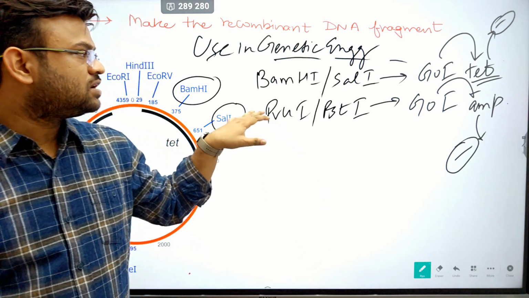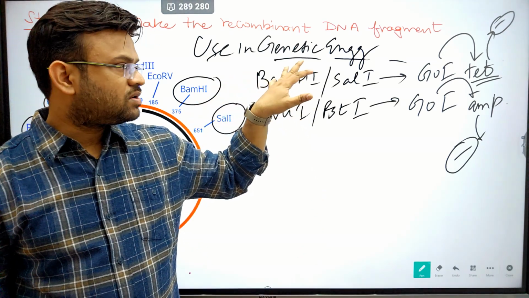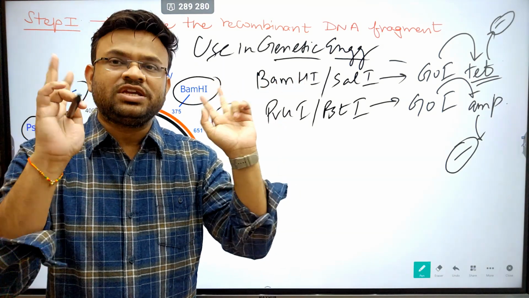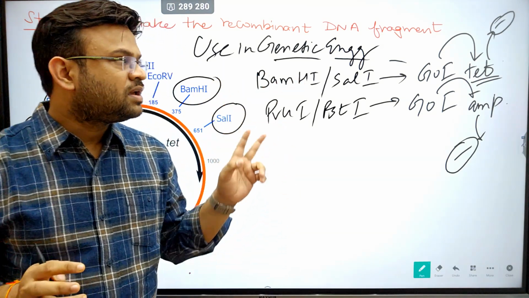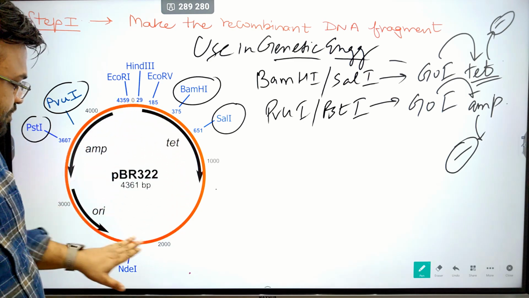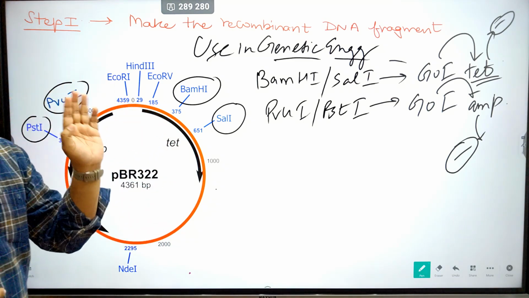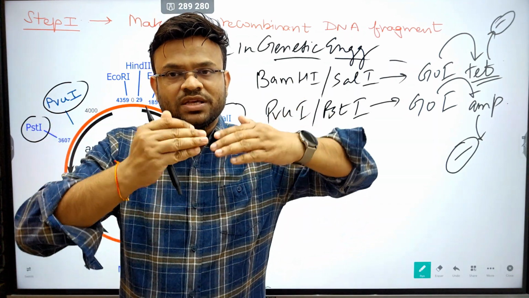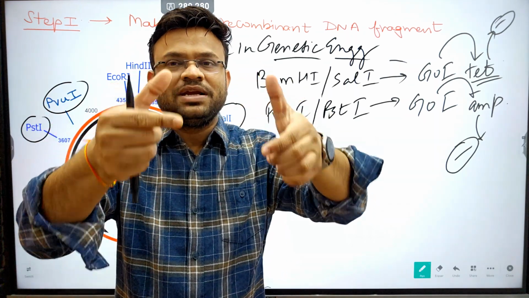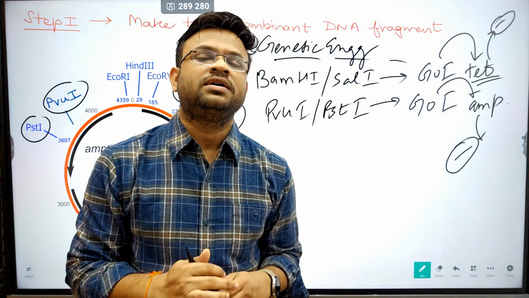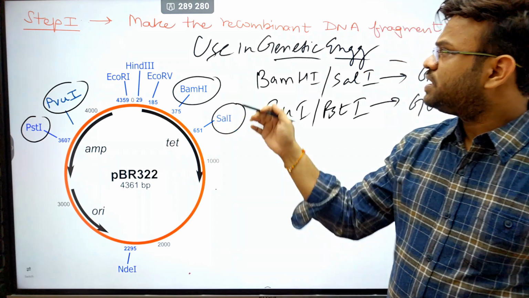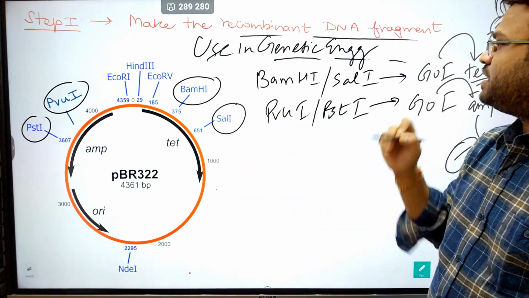That means if you are using BamHI, you have to cut out your gene of interest with BamHI, and you have to cut your vector also with BamHI so as to produce the sticky ends, and in this way the gene of interest will directly be integrated inside the vector. That is the reason why you have to use the same kind of enzymes. So in this way you have created a recombinant DNA fragment.